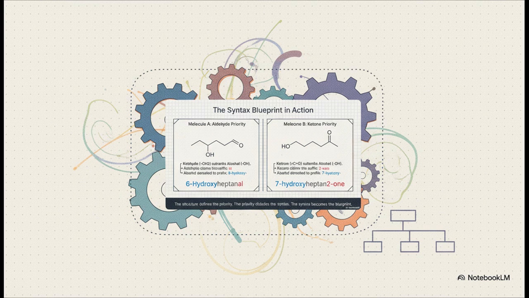Now look over at molecule B. The structure's pretty similar, right? But we've swapped in a ketone. Now it's ketone versus alcohol, and the ketone is higher on the staircase, so it wins, claiming the suffix. The structure defines the priority, and the priority dictates the name.